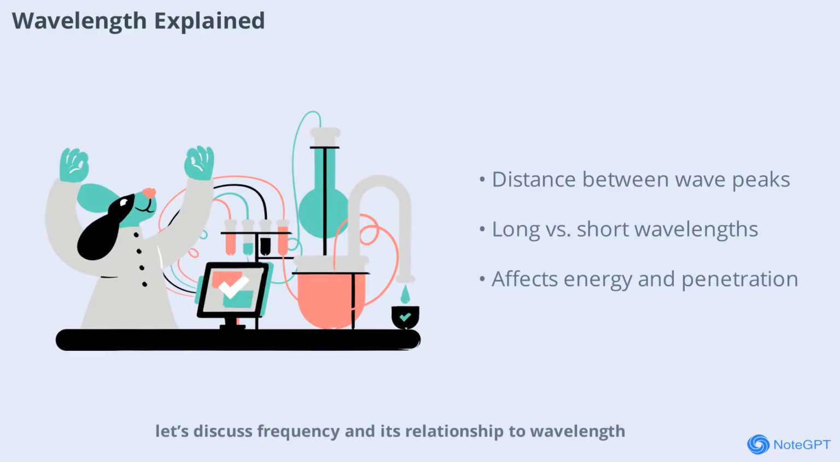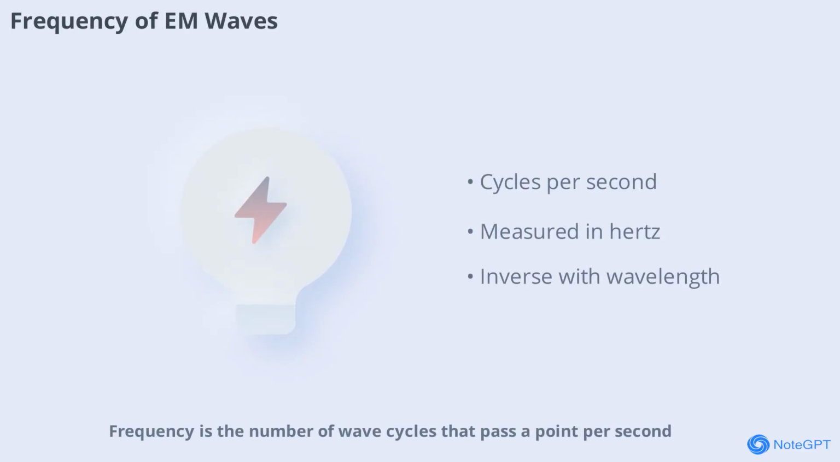Next, let's discuss frequency and its relationship to wavelength. Frequency is the number of wave cycles that pass a point per second. It's measured in Hz. Frequency and wavelength are inversely related. As one increases, the other decreases. High-frequency waves like X-rays have short wavelengths and high energy. Low-frequency waves like radio waves have long wavelengths and lower energy. Frequency is a key factor in communication systems, determining how information is transmitted and received.